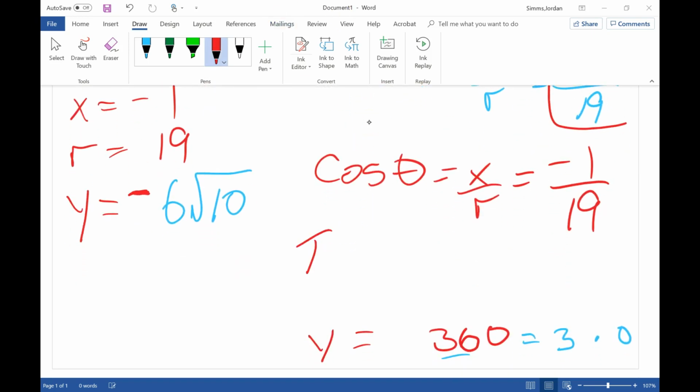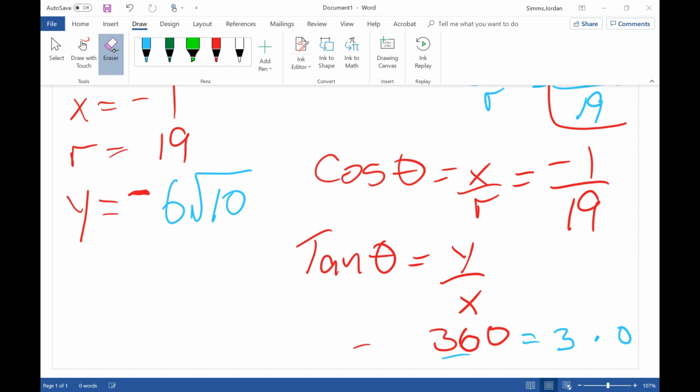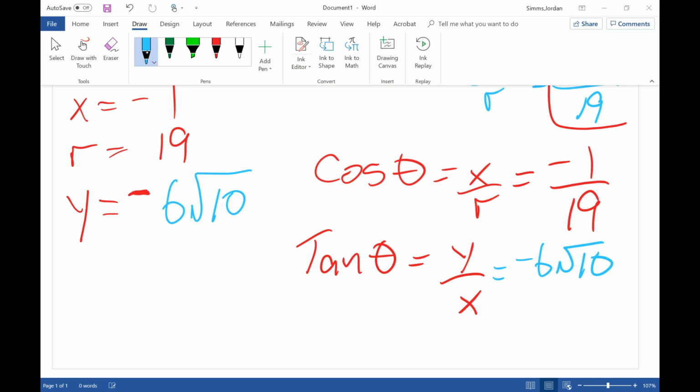Tan theta, that's y over x. Let me just erase some of my mess here. You probably see where this is going anyway, right? So feel free to skip along if you do. Y is going to be negative 6 root 10 over x, which is negative 1. And we don't write the fraction over 1, and the negatives will cancel, right? So that's just going to be 6 root 10. That's going to be our tangent.